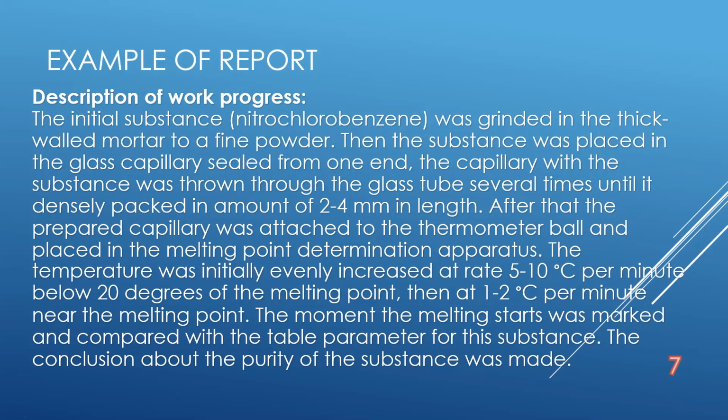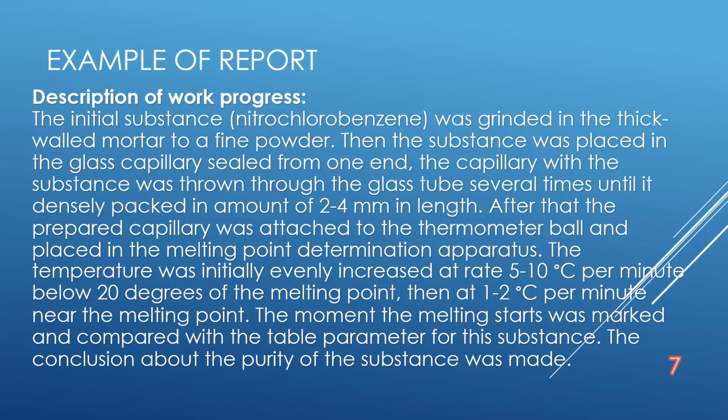So after that, the prepared capillary should be attached to the thermometer ball, which is used to measure the temperature, and placed in the melting point determination apparatus, which we will see on the next slide. The temperature was initially evenly increased at a rate of 5 to 10 degrees per minute, until 20 degrees below the melting point. Then it was reduced to 1 to 2 degrees centigrade per minute near the melting point to more definitely define the melting point.